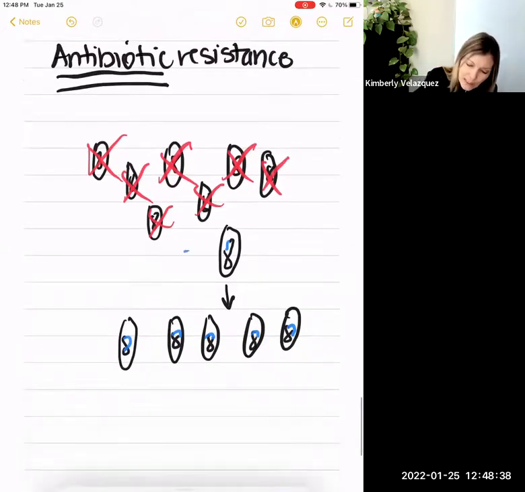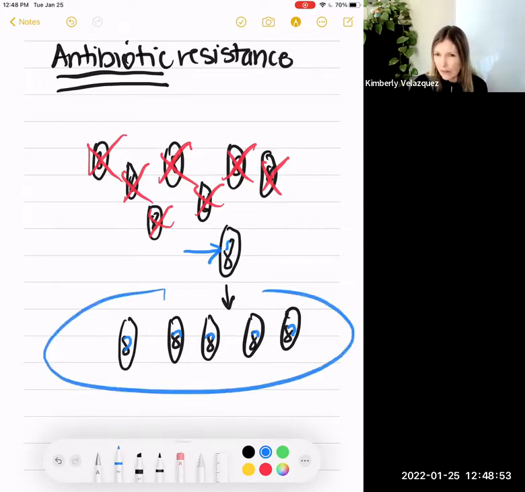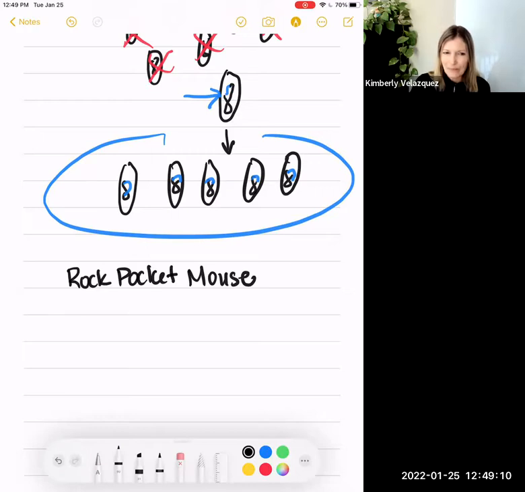So those individuals that had a trait that made them better adapted, not killed by the antibiotic, survived and reproduced. And now, rather than just having one in the population with that gene, the whole population looks that way. That is natural selection. There's one other important video that you're going to watch about the rock pocket mouse. And this is also an amazing example of natural selection. Be sure to take really good notes on that as well. So that's just one way that we can have a change in allele frequency within a population over time, is through natural selection.